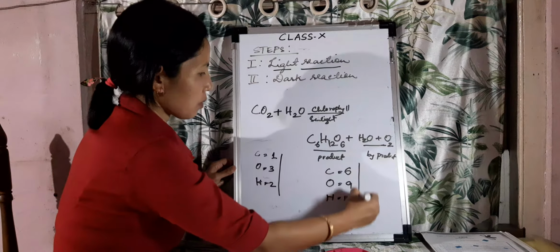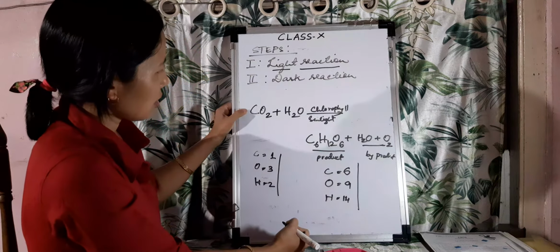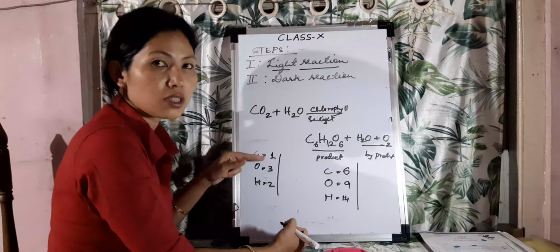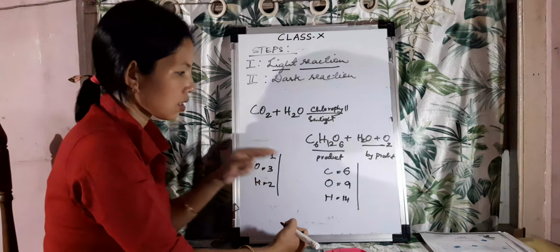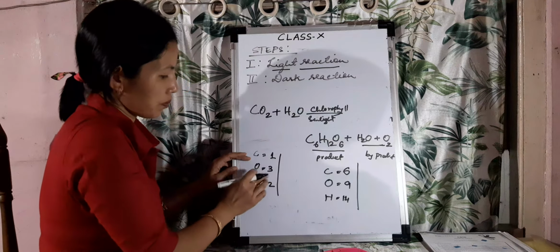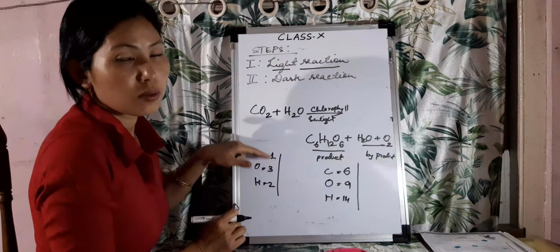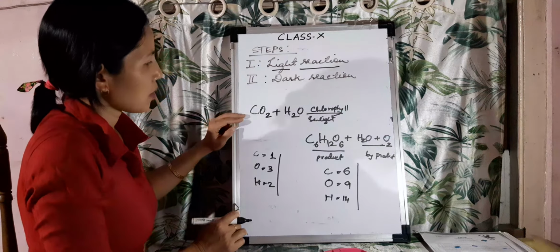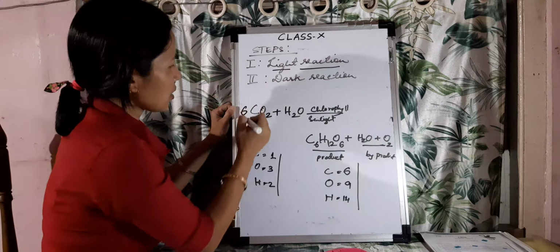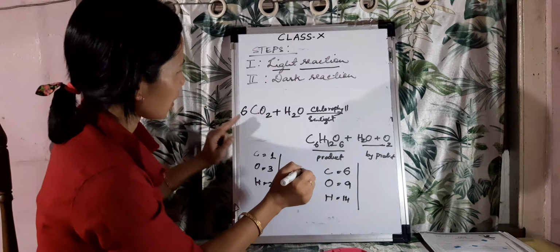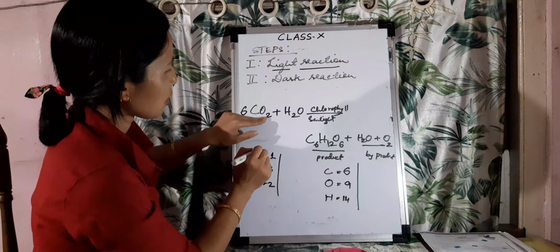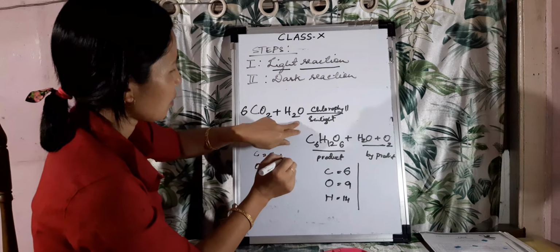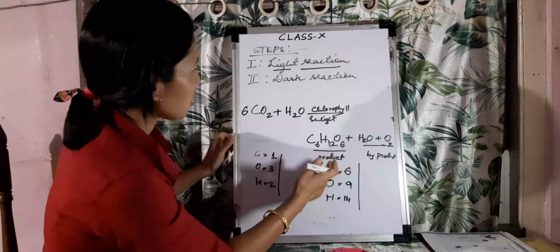Now let us see how to do it after balancing. We should always start with the least number. The least number here is the carbon, which is only 1. So we will start balancing with the element carbon. If I put 6 here, then it's also 6. Then the number of oxygen changes: here it is 6 into 2, 12, and 12 plus 1, 13.